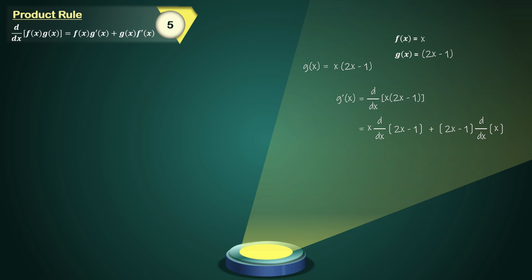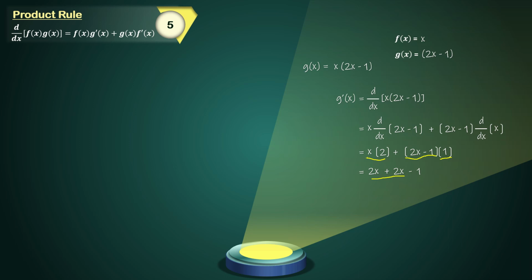And it is equal to x times the derivative of 2x, which is 2, minus the derivative of 1, which is 0, plus 2x minus 1 times the derivative of x, which is 1. Get the difference of 2 and 0, which is 2. Simplify each term. The product of x and 2 is 2x, plus the product of 2x minus 1 and 1 is 2x minus 1. Combine similar terms.